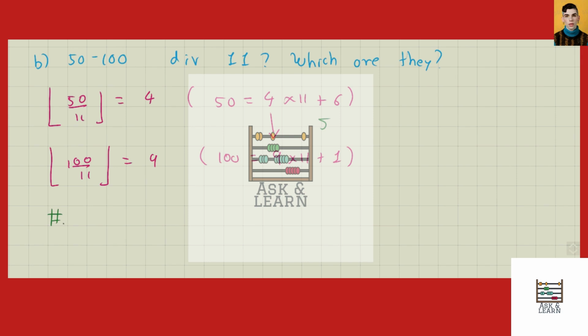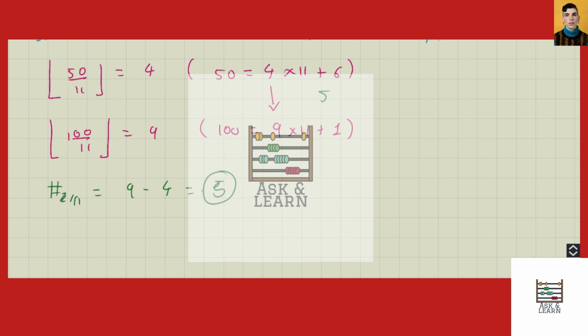So the number of integers divisible by 11 is 9 minus 4, and that is equal to 5. So there are 5 possible integers that are divisible by 11 on this interval. Which are they? You can see that we start from 4 until we reach 9. So the first number is going to be one more. It cannot be 4 times 11 because this is 44 and is outside of the interval. So we start from 5.